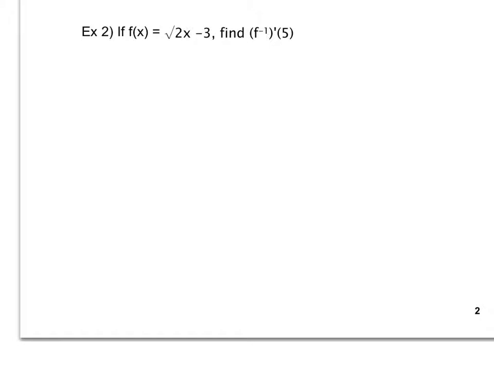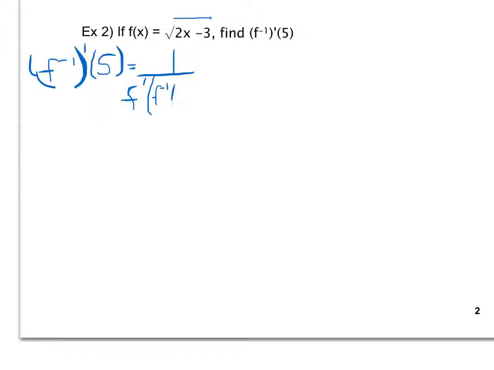Looking at the next example, same thing, I now know that f(x) is the square root of 2x minus 3. Can I find the first derivative of f inverse at 5? So writing down my formula, f inverse prime of 5 equals 1 over f prime of f inverse of 5. So in order to evaluate this, I have to find two different things. I have to find f inverse of 5, and then I also have to find f prime.